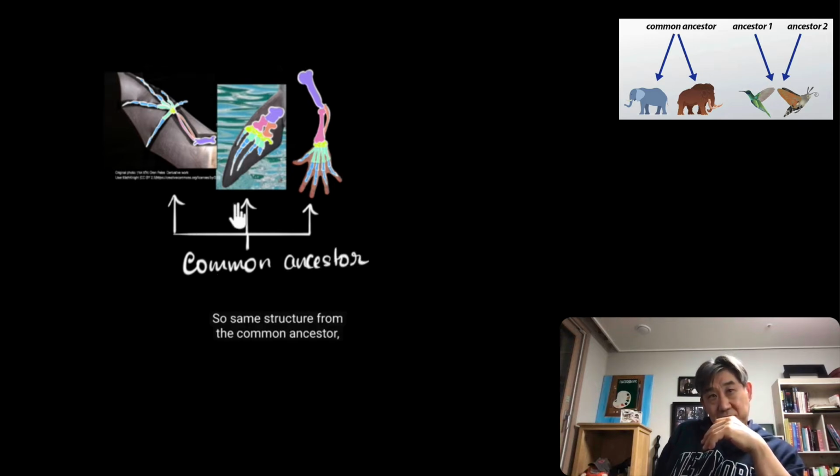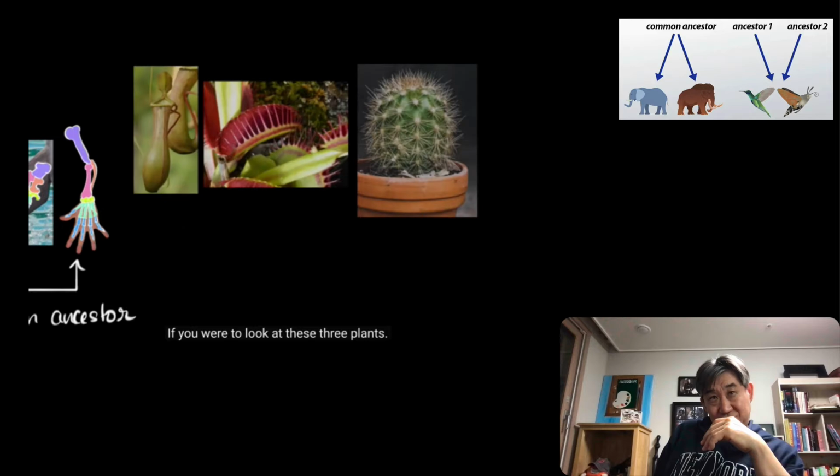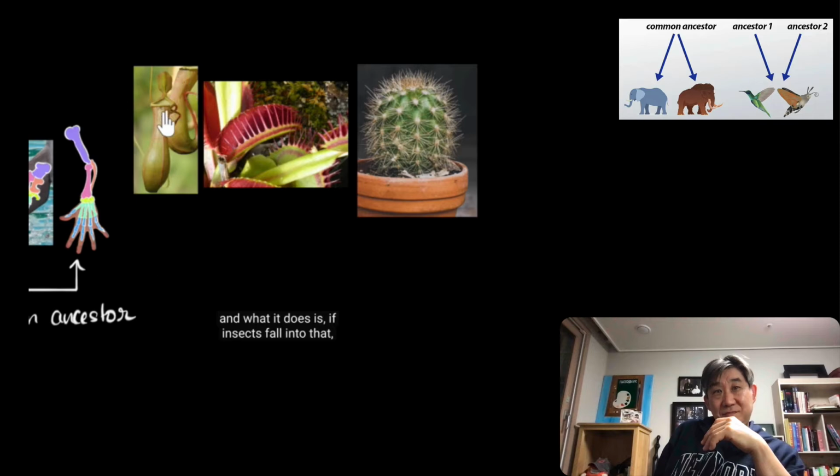So same structure from the common ancestor performing different functions. Okay? Now let me give you a separate example, an extreme example in plants of the same thing. If you were to look at these 3 plants, this is a pitcher plant which contains the pitcher, and what it does is if insects fall into that, it will close the lid, it will not allow it to escape, it will start digesting it.